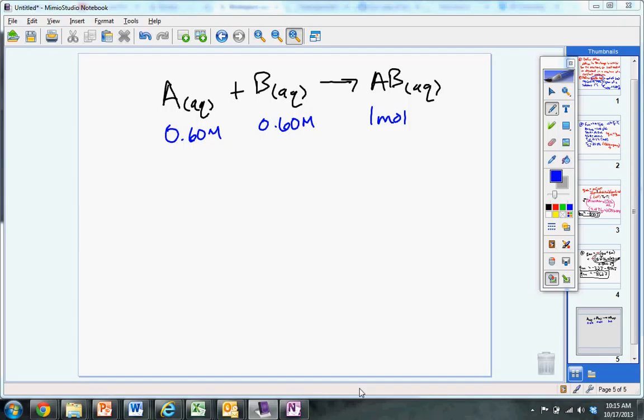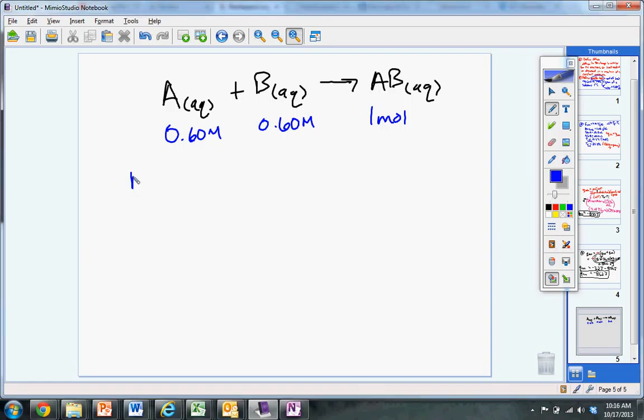A plus B makes AB. All right, a simple synthesis equation. The molarity of A is 0.6, molarity of B is 0.6. Calculate the enthalpy of the reaction, delta H of the reaction, for the formation of 1 mole of AB solution. All right, well, that's going to be pretty self-explanatory.